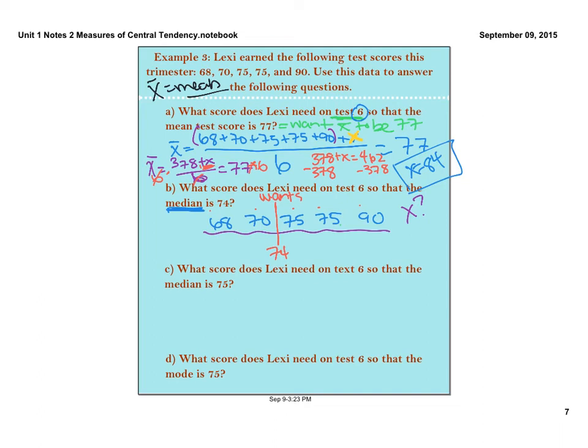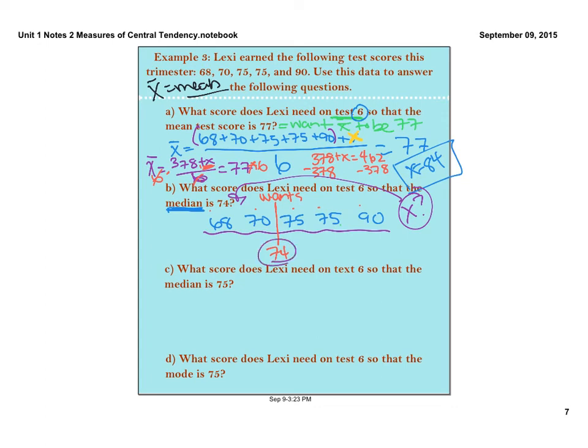So if this is a true median, that means that it has an equal number of data points on either side. So test X, that we don't know yet, is going to have to come over here. Because I already have 3 data points on the right-hand side, I'm going to need a 3rd data point on the left-hand side of this 74, which is my goal.